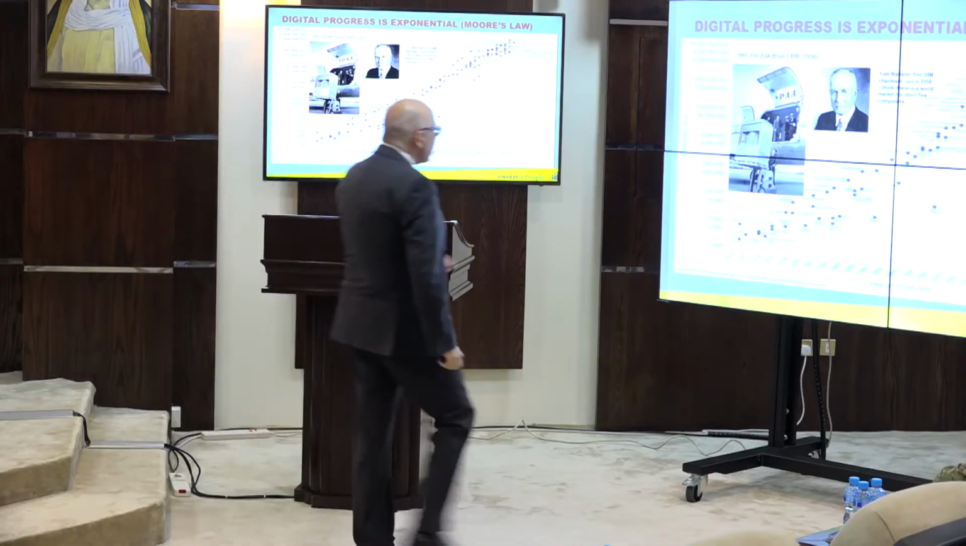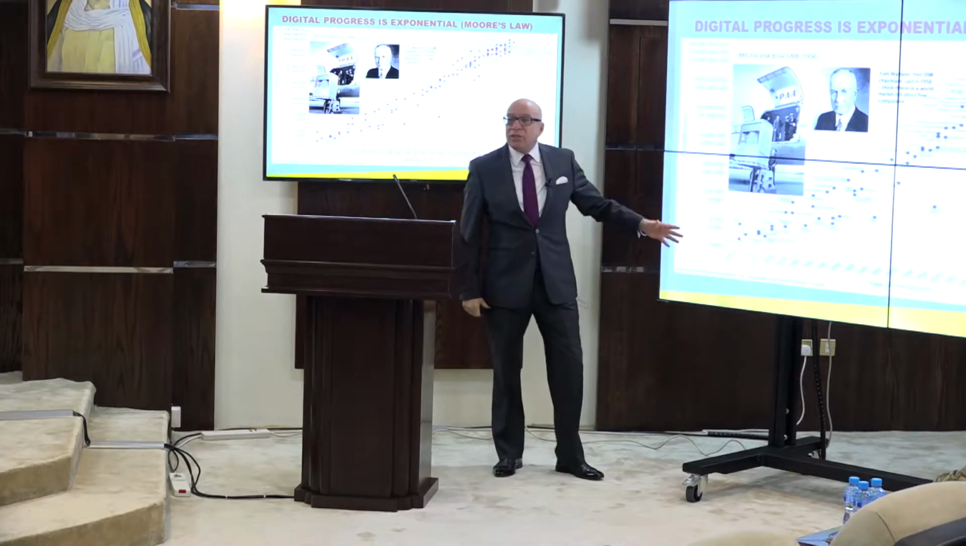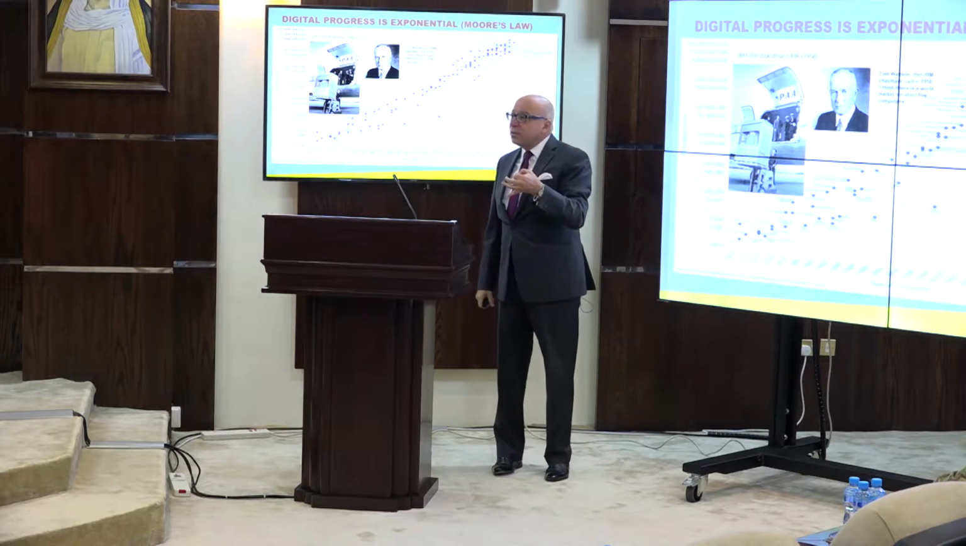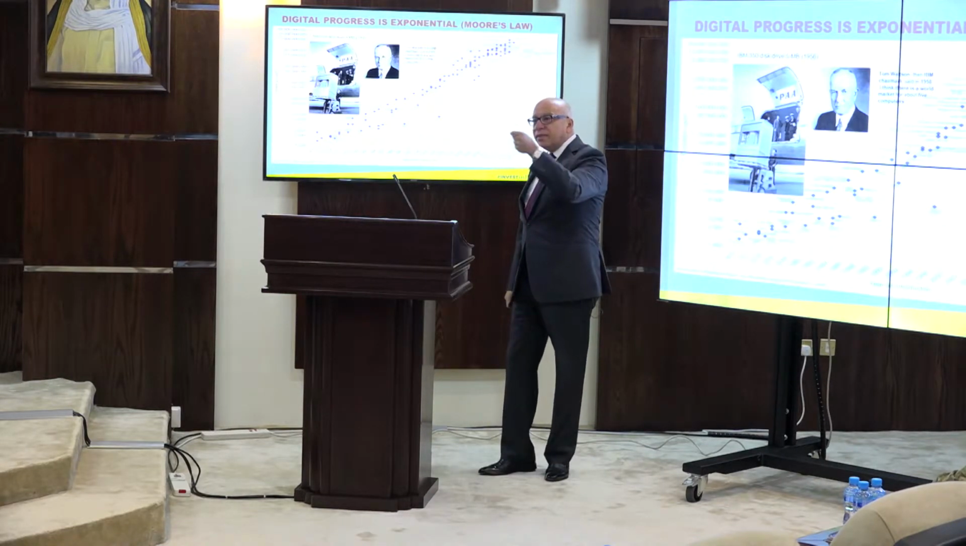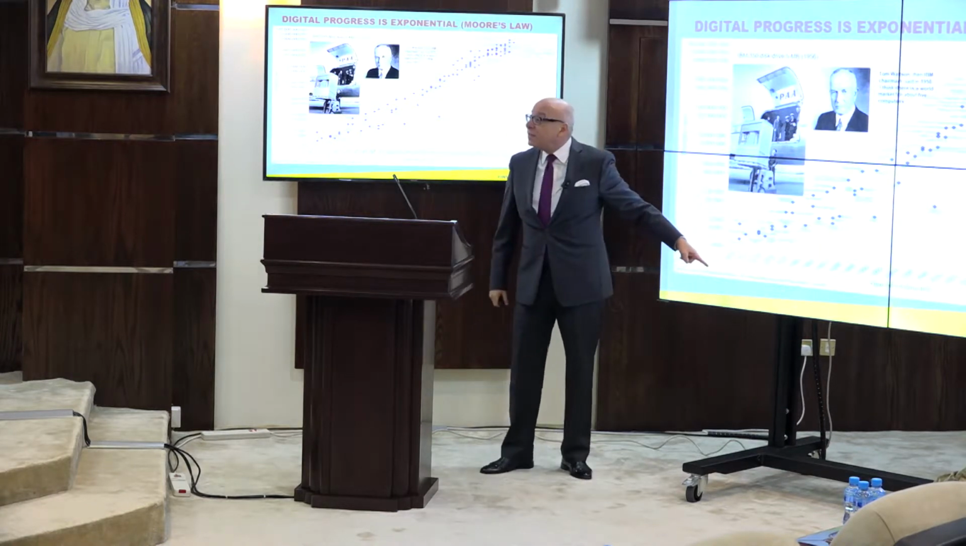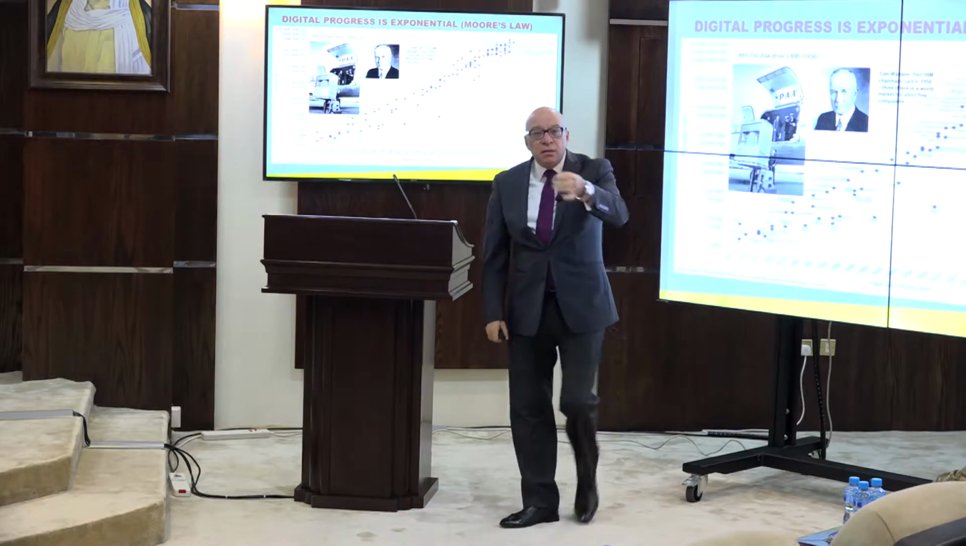And what happened is the following. The proliferation of technology, and this is just an example of it, in terms of the number of transistors on a microchip, on an integrated circuit. It went from 1,000 in 1970 to 20 billion transistors on a microchip.